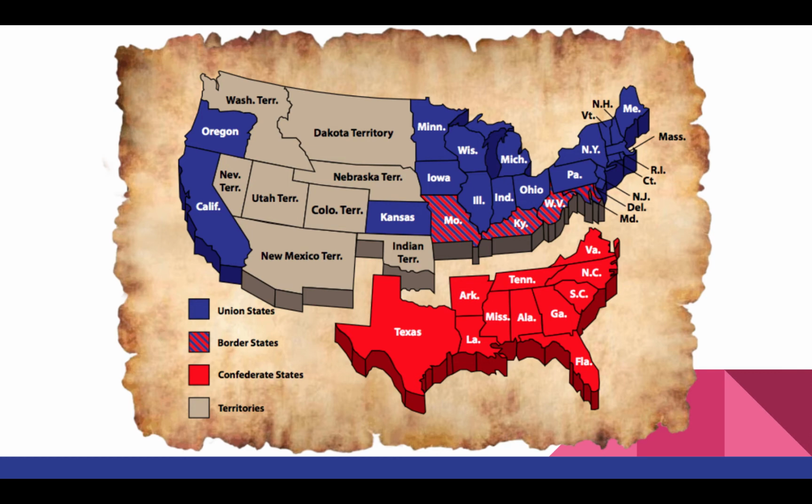Here's a picture of what the map looks like after those states do secede. You'll notice those states in the middle, Missouri, Kentucky, West Virginia, Maryland, and Delaware. They are colored both colors because they are within the North, but they are border states, and they maintain slavery despite their adherence to the North.